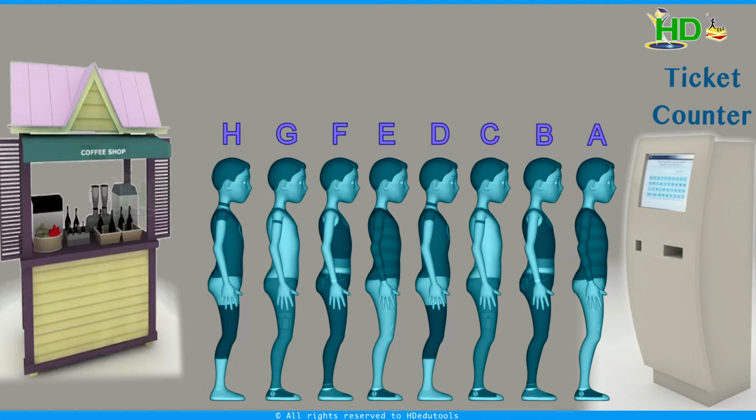Similarly, you see this picture. There are 8 persons A, B, C, D, E, F, G, H. They are standing before a ticket counter. From the ticket counter, who is the first? Yes, A is first and H is the last person in the queue. If I consider the same with respect to the cave, then who is first? H is first and A is last. That means the positional value of an object changes along with the change of reference.